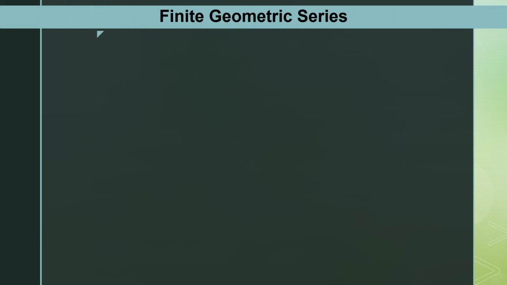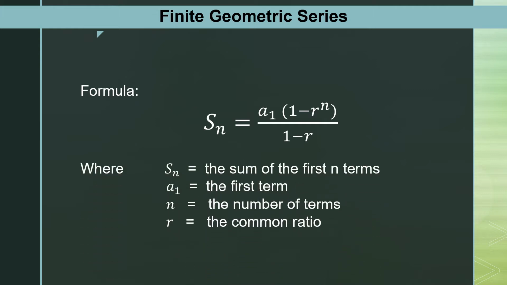Para mas madali ang pag-compute ng ating geometric series, pwede tayong gumamit ng formula. Unahin natin ang formula para sa finite geometric series o ang series na alam natin kung ilang terms ang mayroon sila. Ang formula natin ay S of n is equal to a sub 1 times 1 minus r raised to n over 1 minus r, where S of n is the sum of the first n terms, a sub 1 is the first term, n is the number of terms, at r is the common ratio.